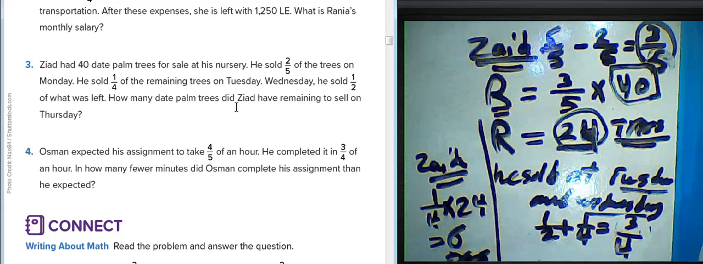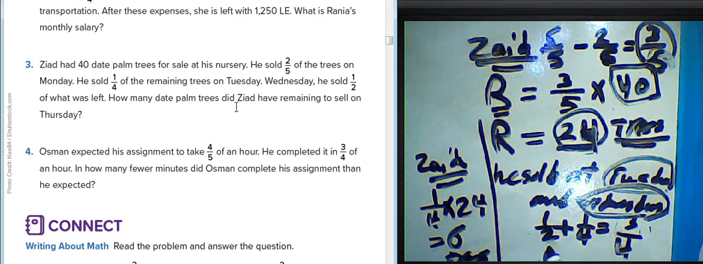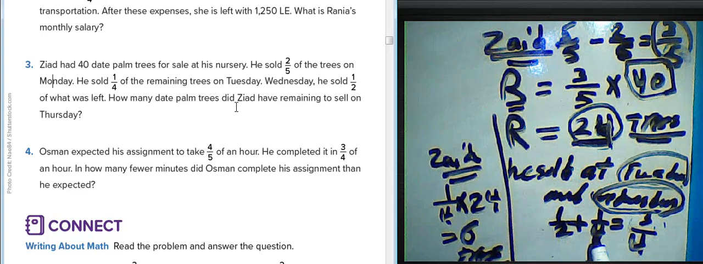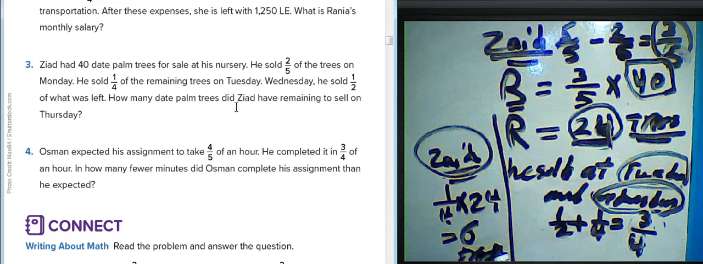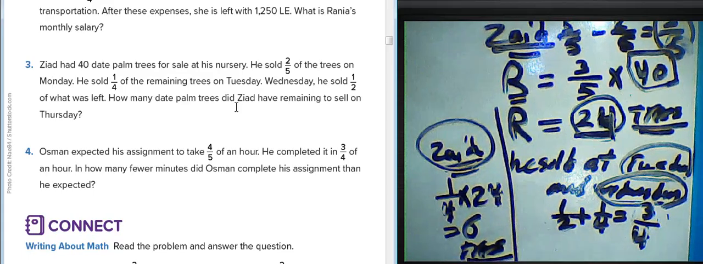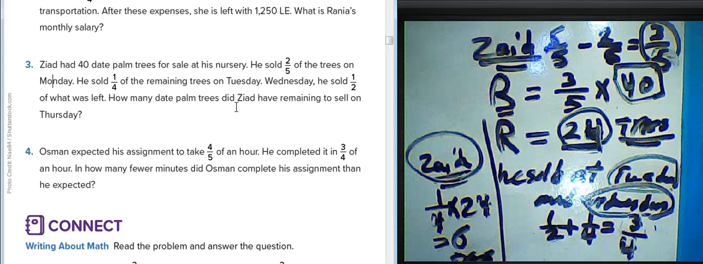He has 24 trees. So he sold on Tuesday and Wednesday a half and a fourth. The result will be 3 over 4. So on Thursday, a fourth of the total, 24 divided by 4 equals 6. So Ziad will sell on Thursday the remaining with him, 6. The result will be 6.